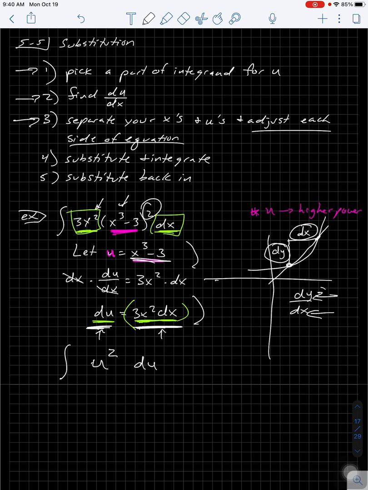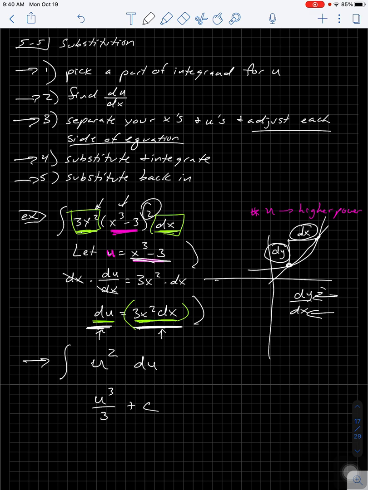stays. So if there was a root in there, the root would stay. If there was a log in there, the log would probably stay. And what that does is it creates an integral now that's just a simple power rule. And now we can integrate that. So that's step 4, substitute and integrate. So I substitute in, and now I go, okay, this is x cubed over 3 plus c. The integral and the du go away when I do that.